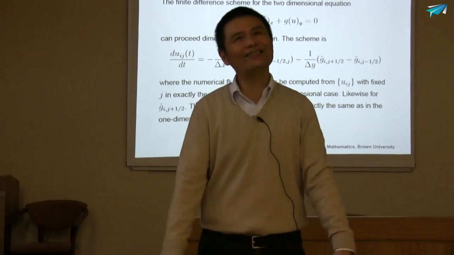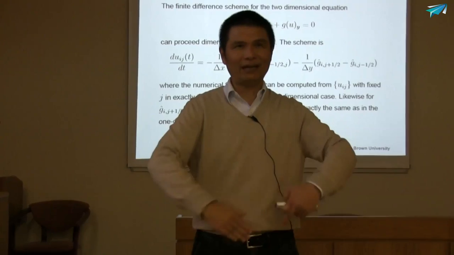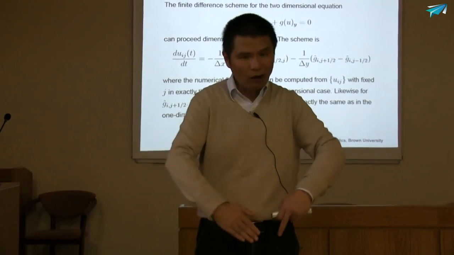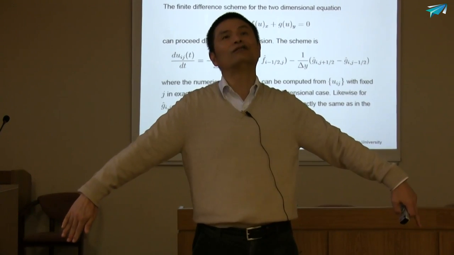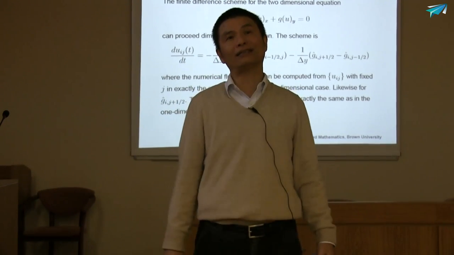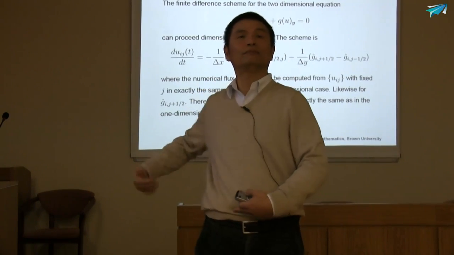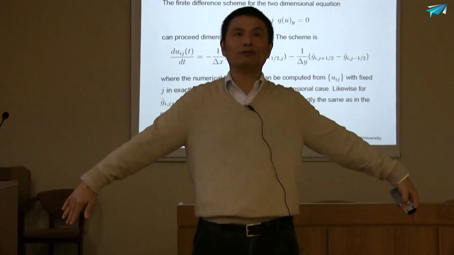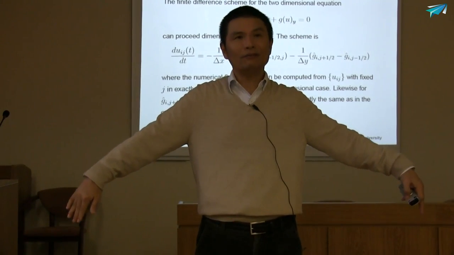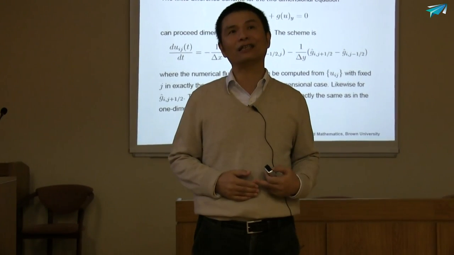But the x derivative is a one-dimensional concept, right? When you take a derivative, it is a one-dimensional concept. So if I know my values along this x line, that is enough information for me to compute the approximation to the x derivative. I don't need to know anything in front of me or anything behind me. So I can use my one-dimensional subroutine to compute the flux difference approximation to the x derivative here.